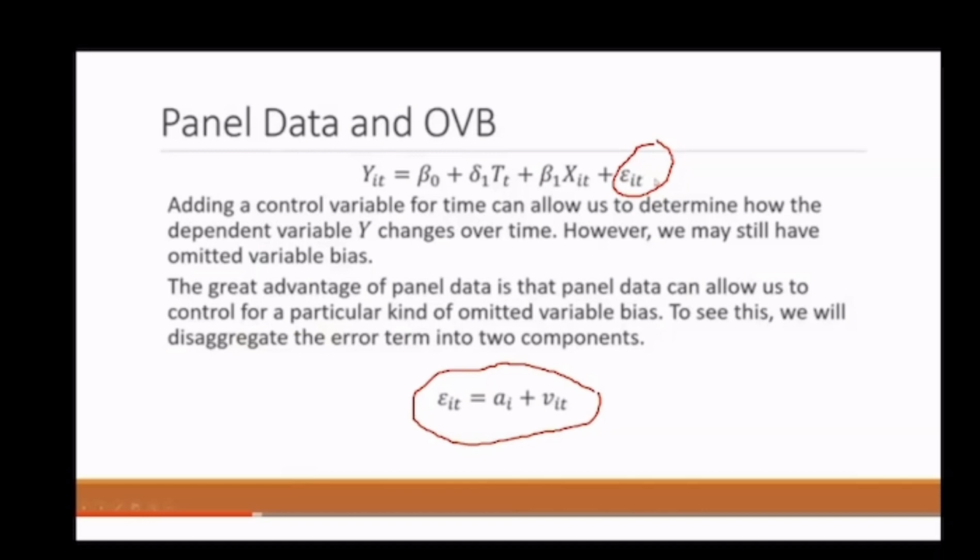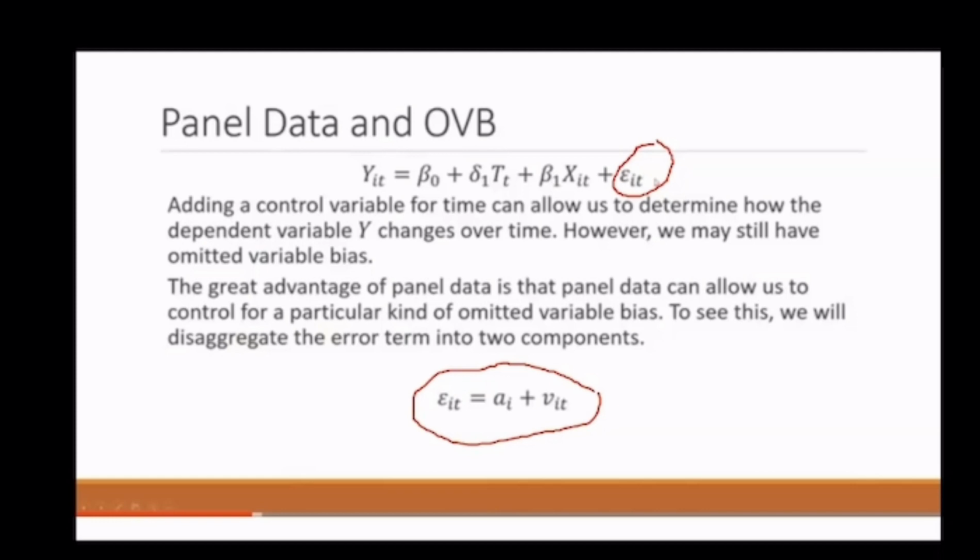Does that make sense to how we decompose the error in the panel regression model into two components? Alpha i, the unobserved that varies across cross-sectional units, doesn't vary over time. We also call it time invariant. We call alpha i time invariant, and we call v_it time variant. Does that make sense now? Okay, why are we doing this?